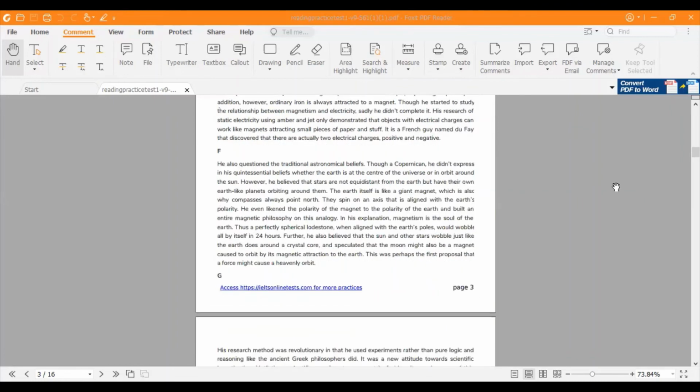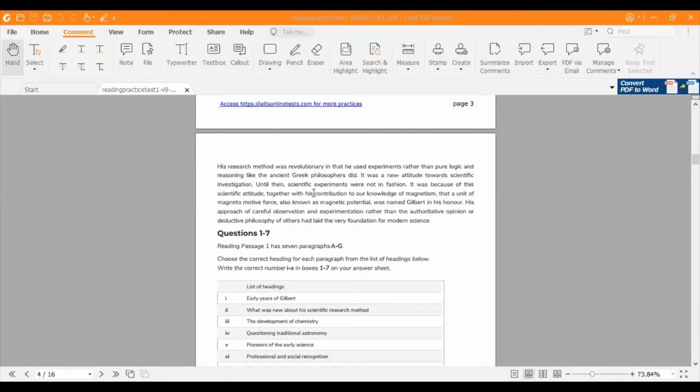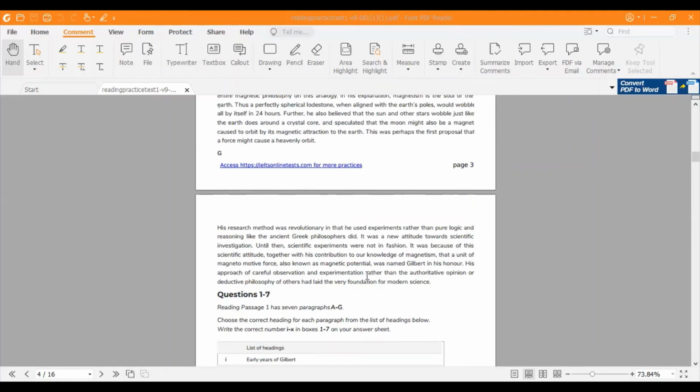So now actually we understood the general meaning, the general idea for each paragraph. The last one: his research method was revolutionary in that he used experiments rather than pure logic and reasoning, like for example ancient Greek philosophers did. I think it's about his research method, the experiments method. All right, thank you so much.